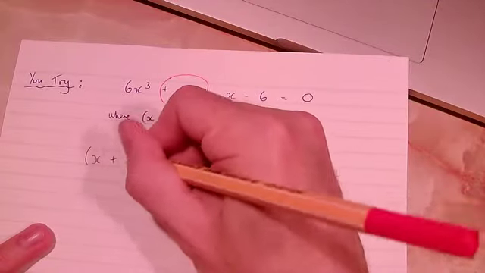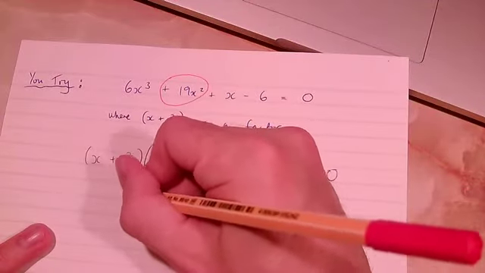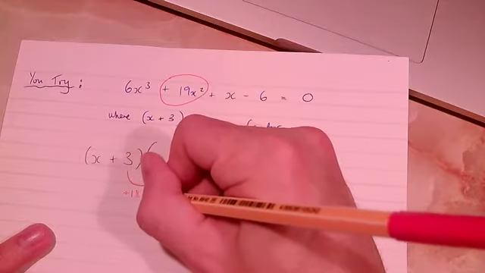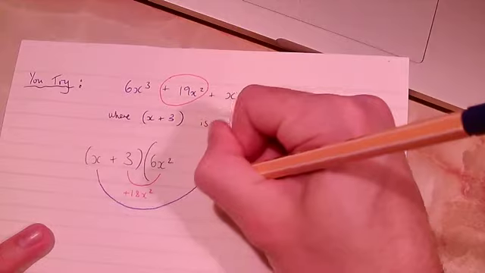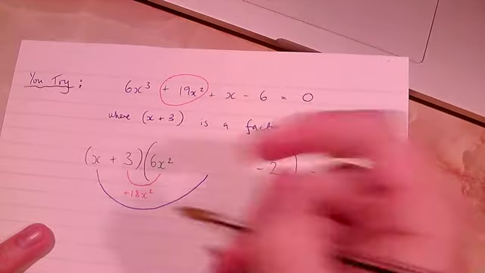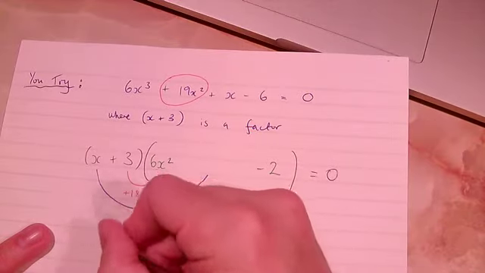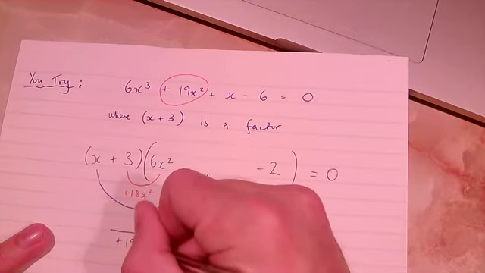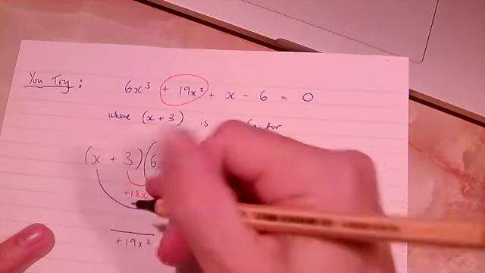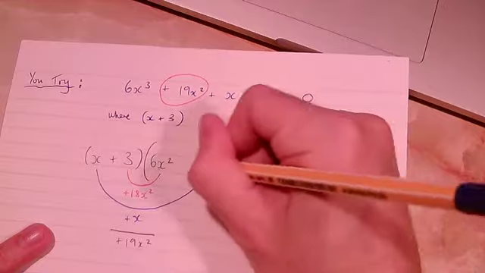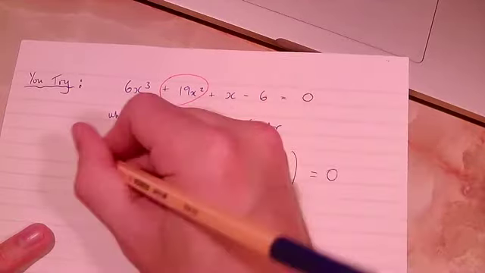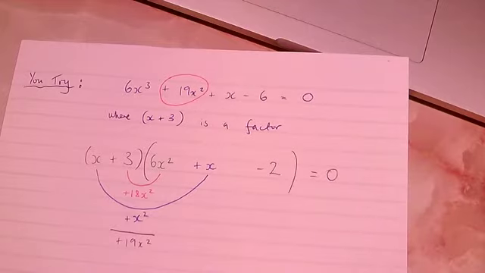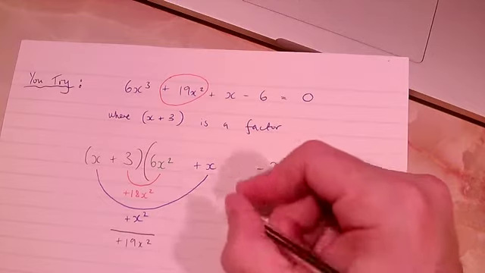So far, that 3 times 6x squared would give me plus 18x squared. So this guy is x times by something, is going to give me something else x squared, and my total has got to be plus 19x squared. So this must have been plus x here, because x times x makes x squared.